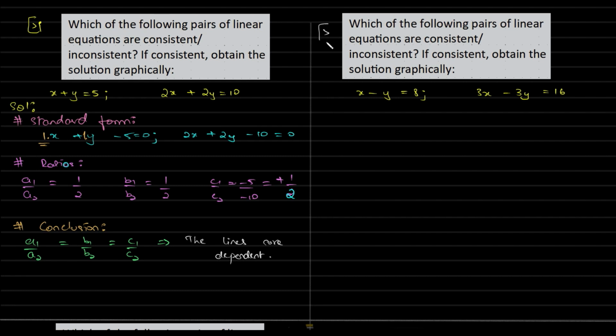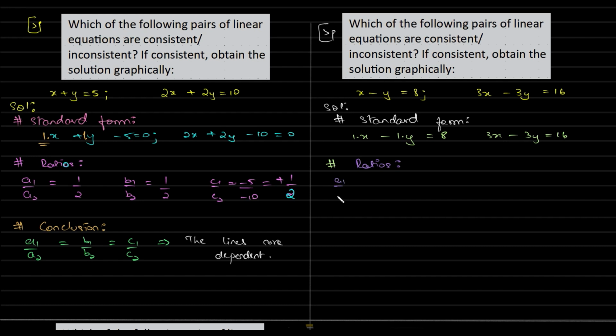So another similar question. The very first step is to write it in standard form. So we have 1x minus 1y is equal to 8. And we have 3x minus 3y is equal to 16. And then we are looking at the ratios.